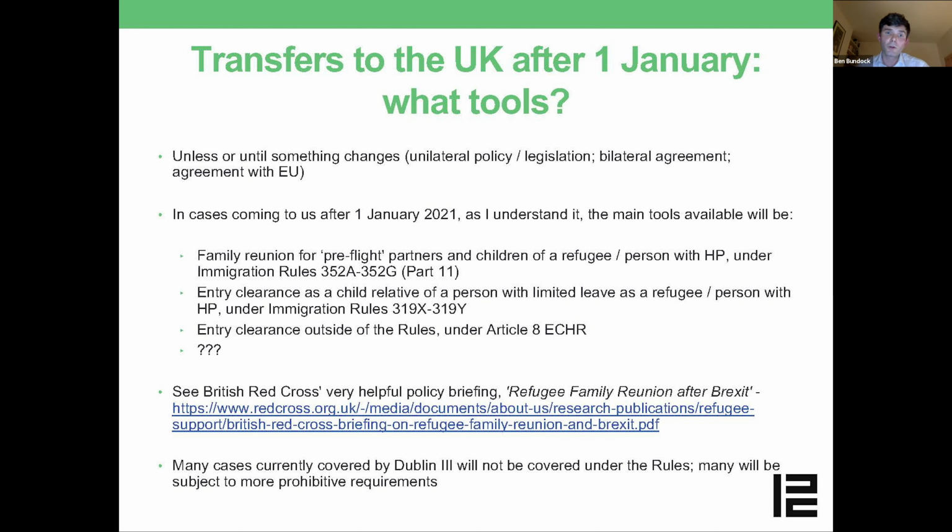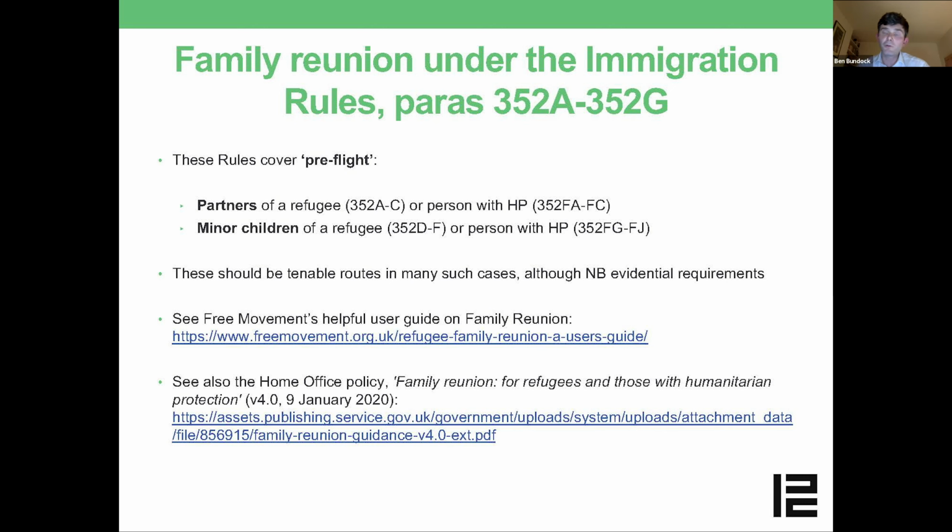So first of all, looking at family reunion for pre-flight partners and children. These are specific provisions, 352A onwards in Part 11 of the immigration rules, and subject to the evidential requirements, which clearly could cause difficulty in some or many cases. On the face of it, this is a tenable route for many cases of minor children who arrive in Europe or otherwise, or partners who arrive in Europe or otherwise.